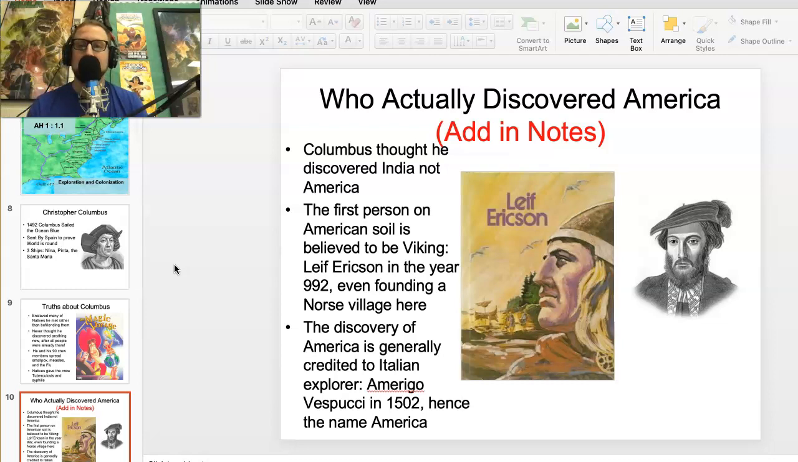Now, you don't have to, it says added notes. That's if you were writing this down in class. You're viewing this video. Who actually discovered North America? Well, in 992, a Viking by the name of Leif Erikson was technically the first one to set foot here who wasn't a native. And then Amerigo Vespucci in 1502, another Italian explorer, was the first one to realize that, unlike Columbus, he wasn't in India, like Columbus said in 1492, but a completely different place. America is named after Amerigo, as in Amerigo Vespucci.